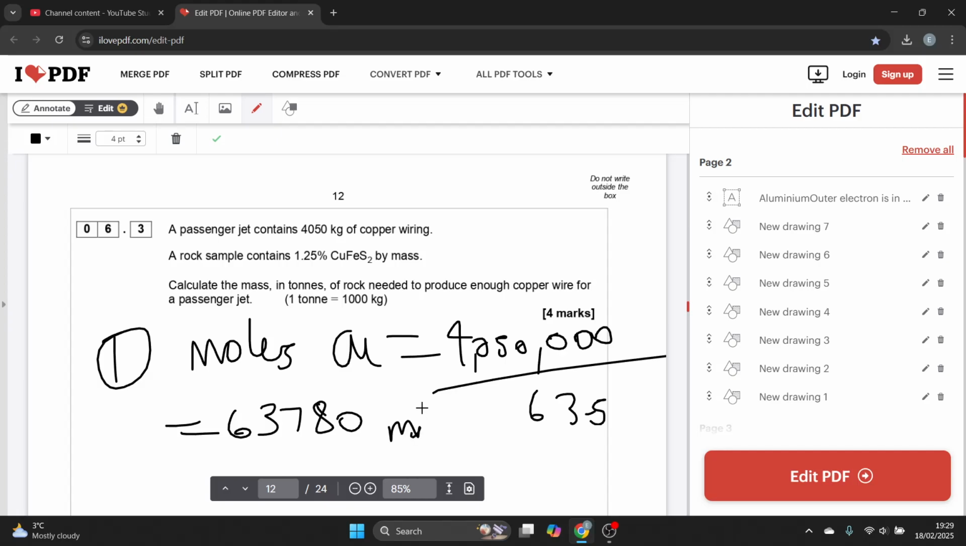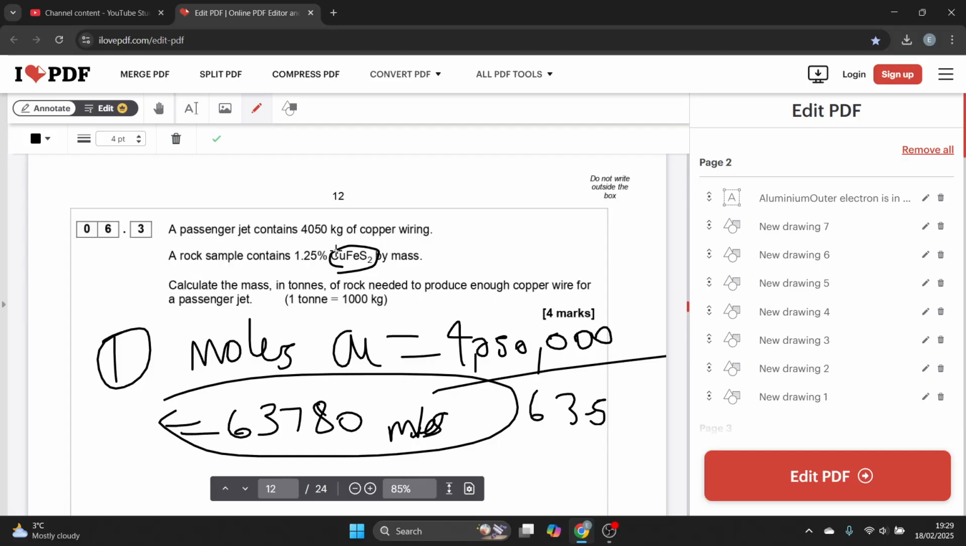And that's moles. Then I know a rock sample contains this much of CuFeS2 by mass. And I want to find out the mass of rock needed to produce enough copper wire for passenger jet. So then I'd say, okay, so it's a 1-to-1 mole ratio. I want to find out the mass of CuFeS2. What's going to be the moles, which I just worked out, times by the MR. Then I want the mass in tons of rock needed to produce enough copper wire.